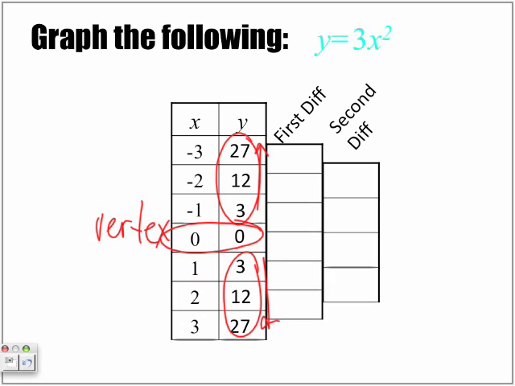Okay. So let's look at the difference now. From 27 to 12, 15. From 12 to 3, we have 9. From 3 to 0 is 3. From 0 to 3 is negative 3. From 3 to 12 is negative 9. And from 12 to 27, it's negative 15. So look at this spot here, where we get the difference being the same.